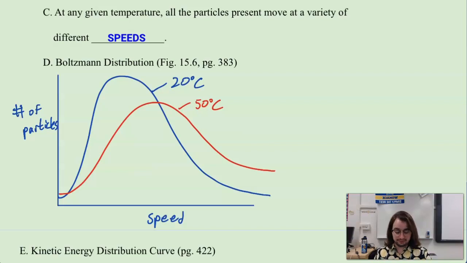What happens if we cool the temperature off? Let's say, for example, that we cool the temperature down, maybe down to 0 degrees Celsius.